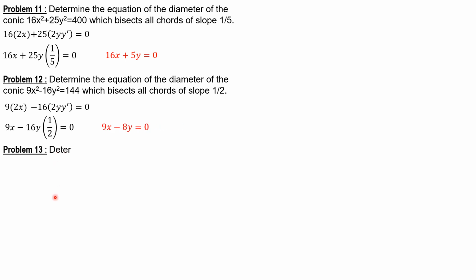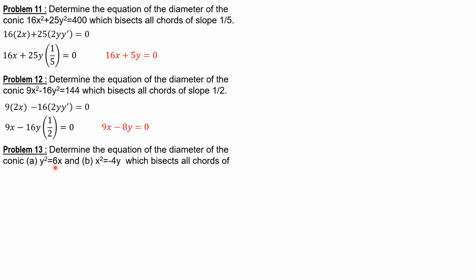Problem 13, determine the equation of the diameter of the conic: A, y squared equals 6x, which is a parabola with vertex at the origin open to the right; B, x squared equals negative 4y, which is a parabola with vertex at the origin open downward, which bisects all chords of slope 1/3.